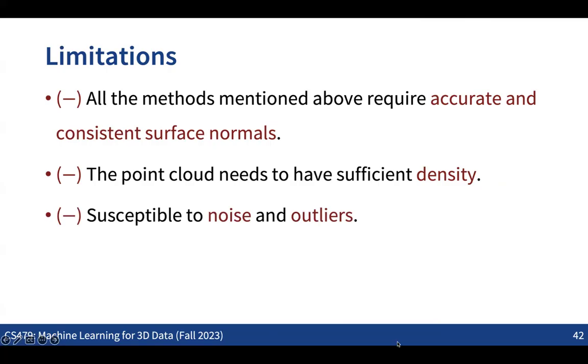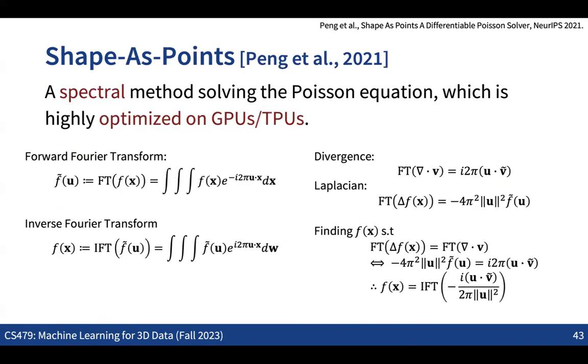One quick remark is that there are also a bunch of ways to solve the Poisson's equation in a more efficient way. We are not going to get into the details, but Song-Yu Peng, who also gave a guest lecture in our course, introduced an interesting idea: we can solve the Poisson's equation using a spectral method. After converting everything into the spectral domain, we can solve the Poisson's equation in a much faster way.